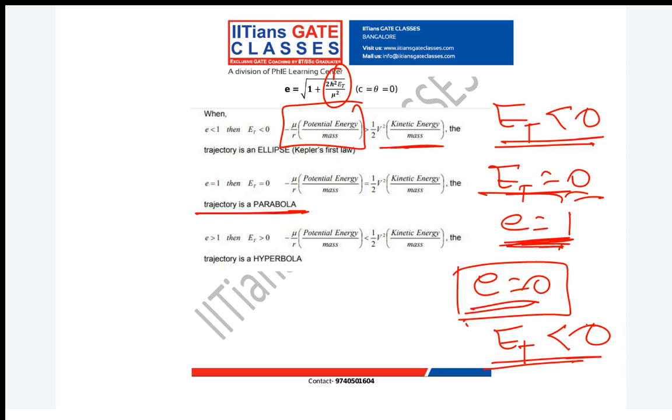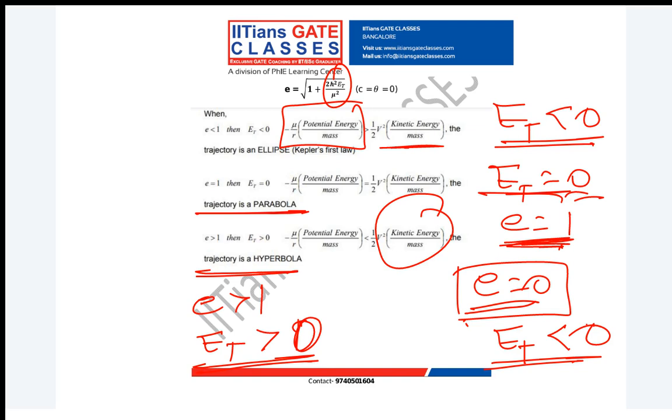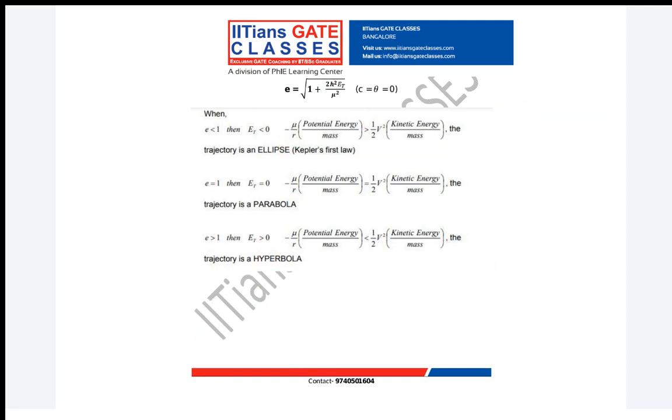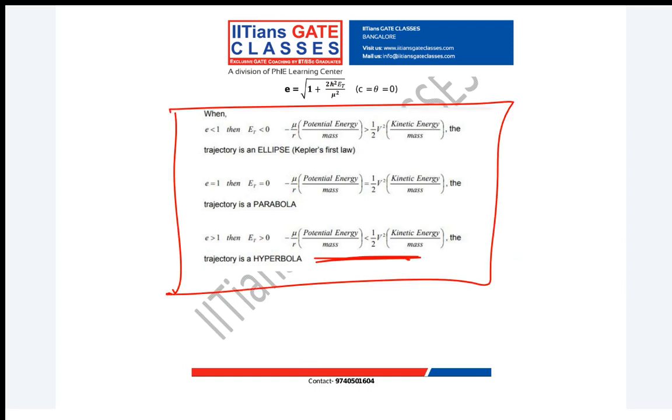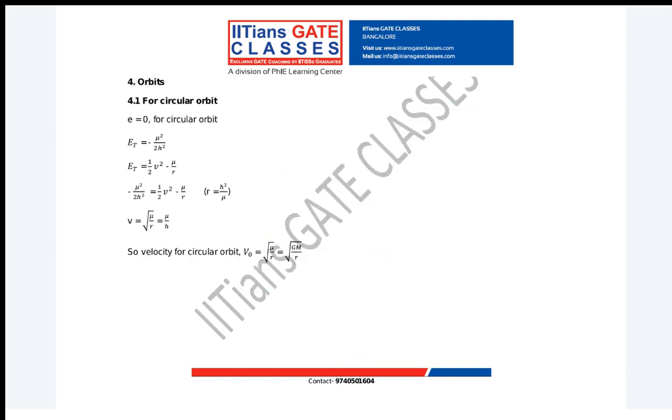Now guys, if E is greater than 1, your ET will be greater than 0, and that case is the hyperbolic orbit. You can say your kinetic energy is more than potential energy. This is again an important part, and there is a GATE question from here. They asked which is the true expression for a hyperbolic orbit, in a recent GATE paper.